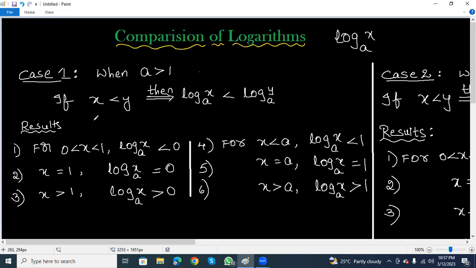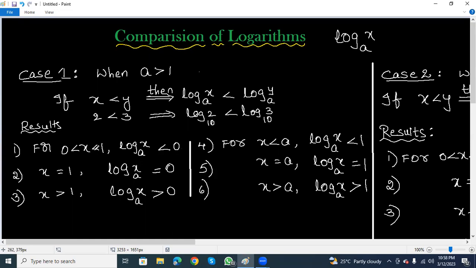Suppose 2 is less than 3. Nothing but log 2 is also less than log 3. We know if the base is not mentioned, we take it as 10 as the base, isn't it? Okay. Then we have 6 results. Don't be scared. There are 6 results, but they are easy to remember.